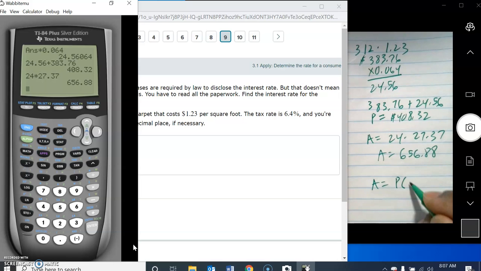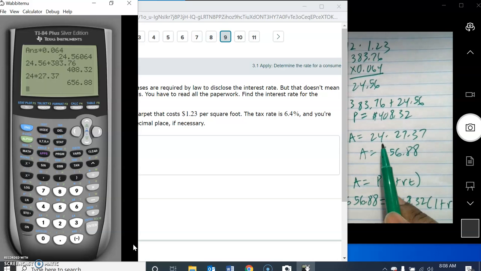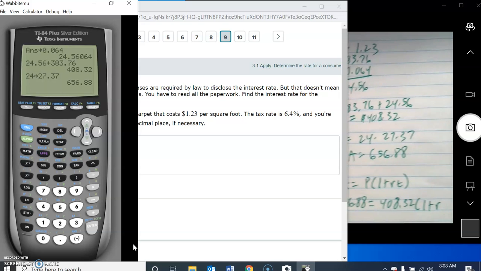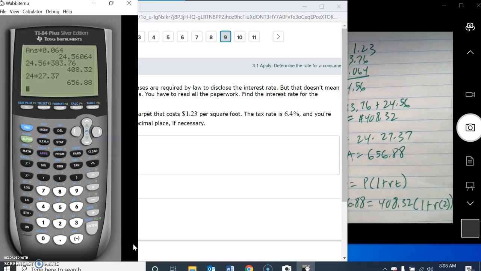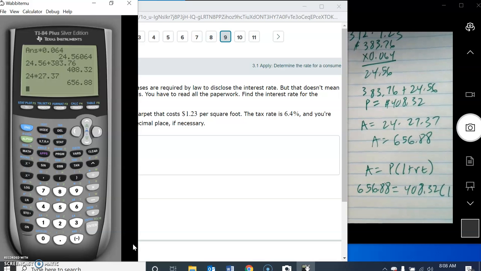So now, we need to do our formula, the future value formula. A is equal to principal times 1 plus the rate times time. Now, the future value we have here, which is $656.88, and that is equal to the principal, which is $408.32, times 1 plus, we don't know the rate or the interest rate. And our time, remember, is 24 months. So 24 months is really 2 years. So we know our T is in years.